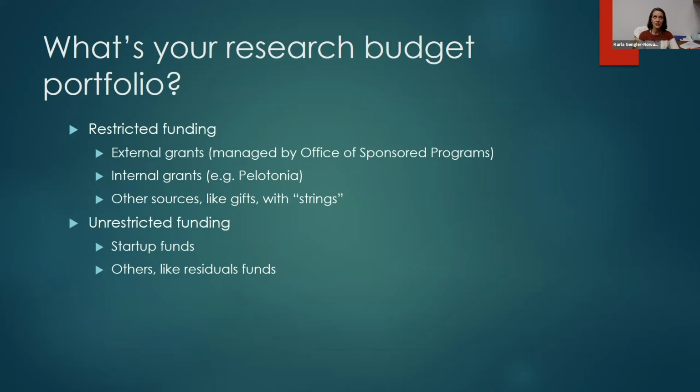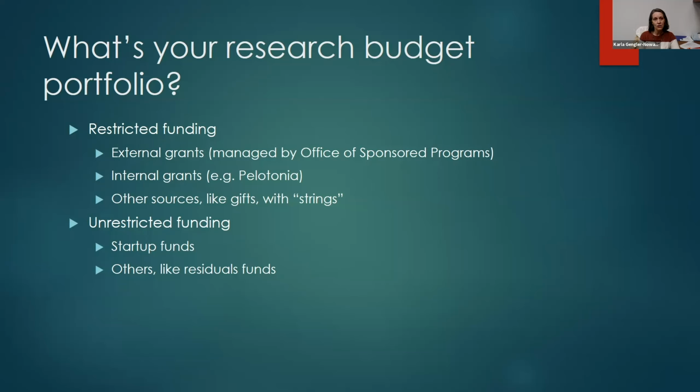And I think that it's useful to divide your research funding into two big buckets. The first bucket is the restricted funding. So these are the funds that have strings attached. So external grants like for the American Heart Association or NIH are managed by the Office of Sponsored Programs, and they definitely have strings attached. There are internal grants as well, like Pelotonia. Also, there's a scope of work, there's an expectation how you're going to spend the money, so strings. And there might be other sources of funding that you have access to, like maybe there's a gift program that has to be spent in a particular way. So there's some restrictions there as well.